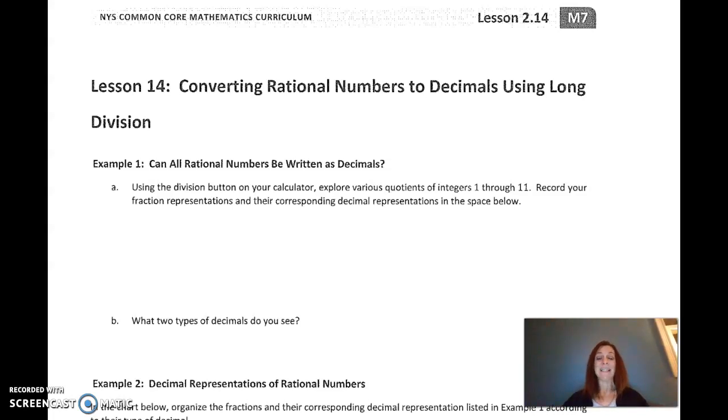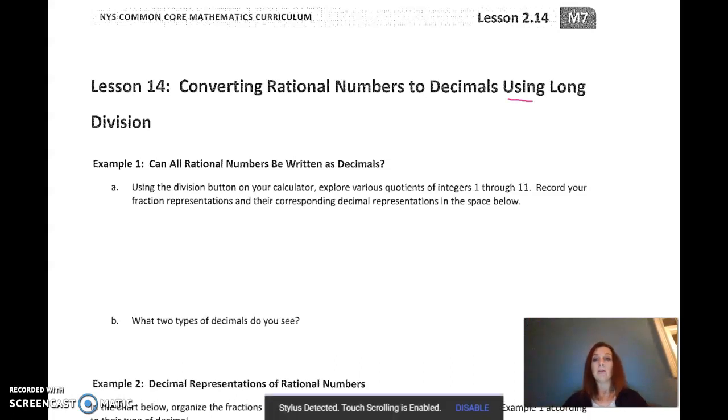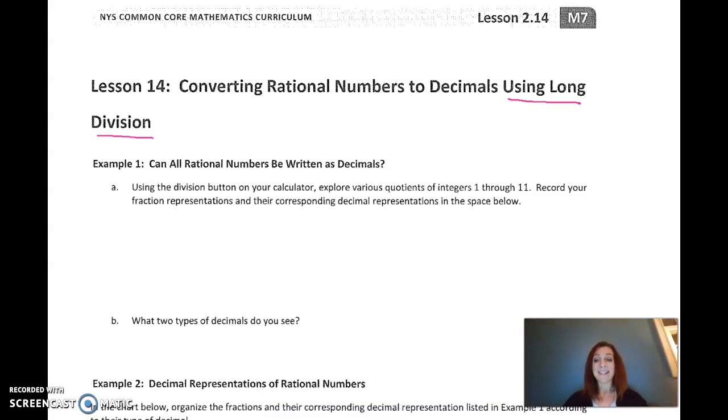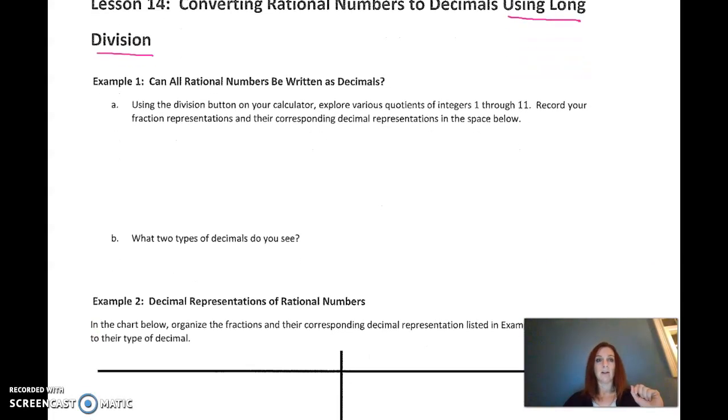All right, lesson 14 is going to be on converting rational numbers to decimals. So fractions are basically mixed numbers, and we're going to use long division. Now, we already kind of used long division before. We're going to practice it some more. I'm going to give you some hints, and we're going to focus on the type of solutions we get. So let's quickly get started here.